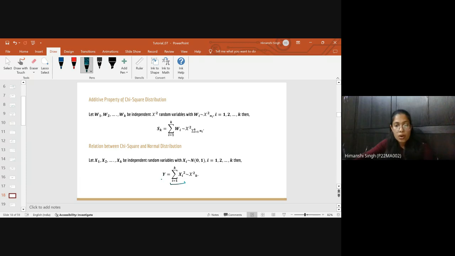If I only consider X1, which follows normal 0 comma 1, then X1 square will again be a chi-square distribution with 1 degree of freedom. Now if I consider each of X1 square, X2 square, ..., Xk square, each will be chi-square with 1 degree of freedom. Now by the additive property, the summation will be chi-square k, because the degrees of freedom sum to k. So the summation of Xi square, i going from 1 to k, follows chi-square with k degrees of freedom.